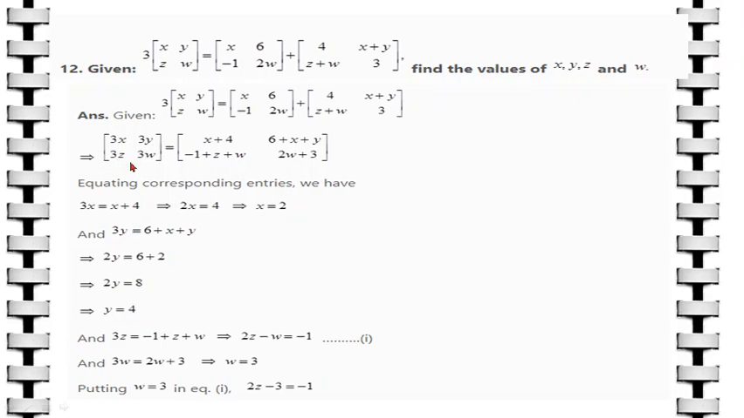Now let's compare the third element, but here two variables are involved, so we will not get the value straight away. So let's mark it as equation 1. Then let's compare the fourth element: 3w is equal to 2w plus 3. From here we get the value of w, which is 3. Now put this value back in equation 1 and we will get the value of z. That's how we get the value of all four variables. Let's move to the next question.